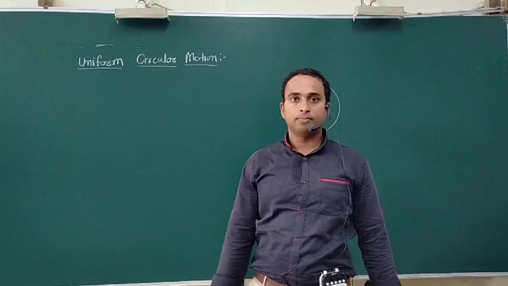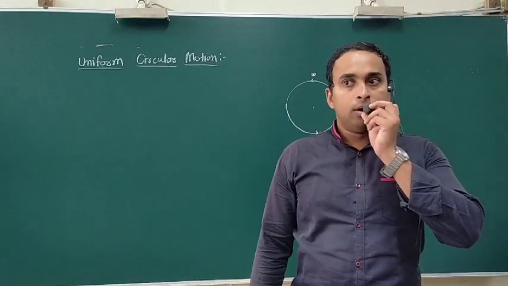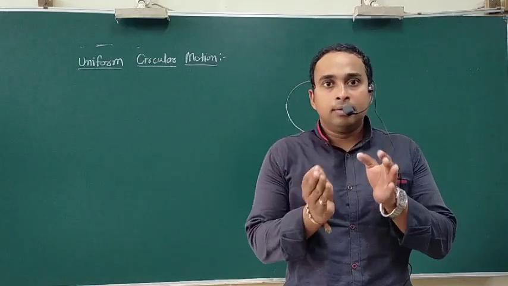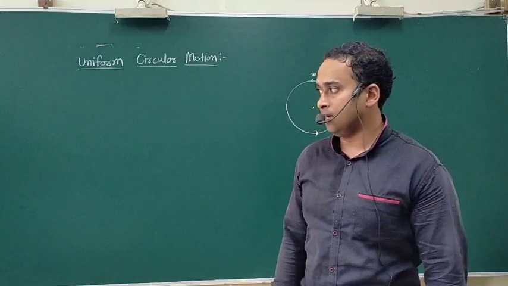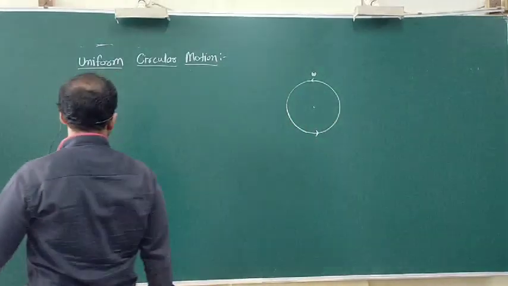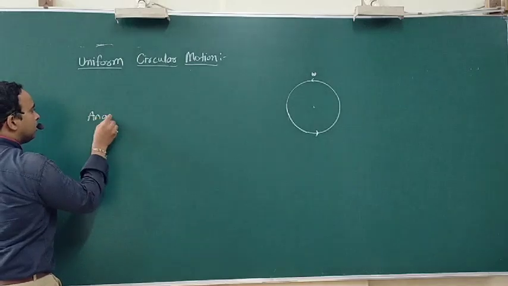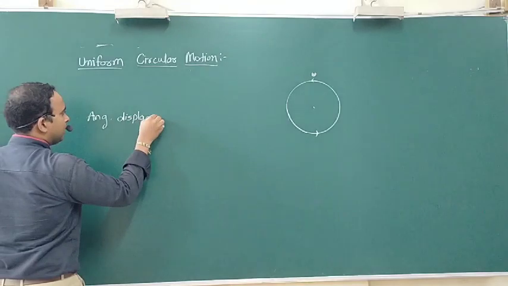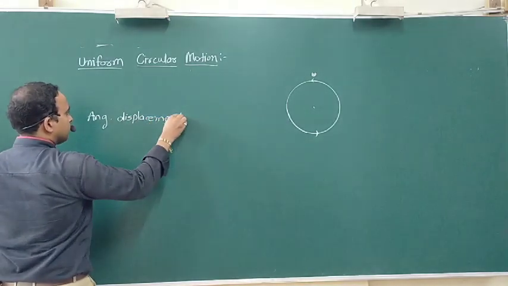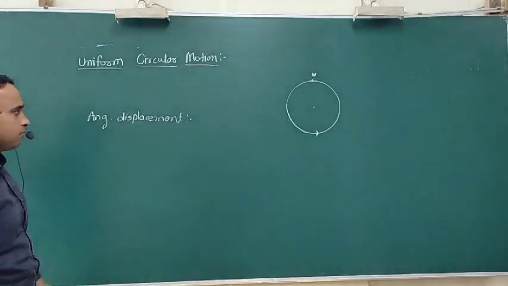Circular motion. Before this, we have studied some points in previous lectures. That is angular displacement. What is meant by angular displacement? The angle described by the particle along the circumference of a circle.